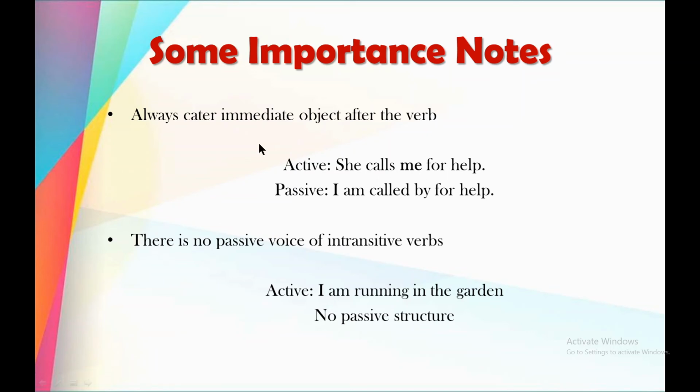So what you have learned over here, always cater immediate object after the verb. And there is another important note. There is no passive voice of intransitive verbs. I am running in the garden, so there is no passive voice of intransitive verbs. What are intransitive verbs? Intransitive verbs are verbs which do not need objects to fulfill their meanings. For example, I'm running, the meaning is complete, so you should not change it into passive structure.